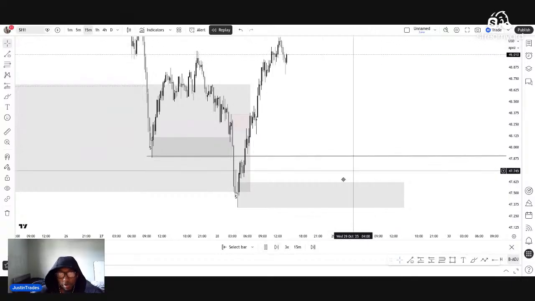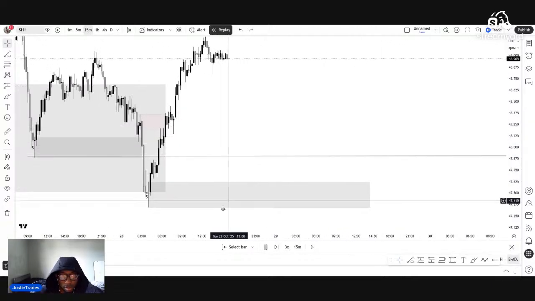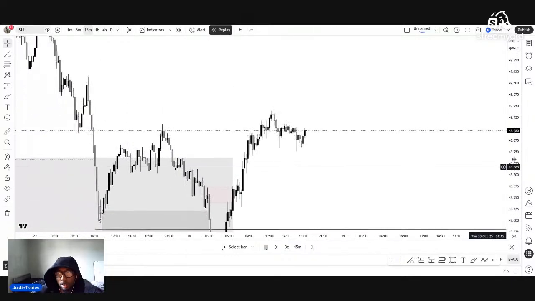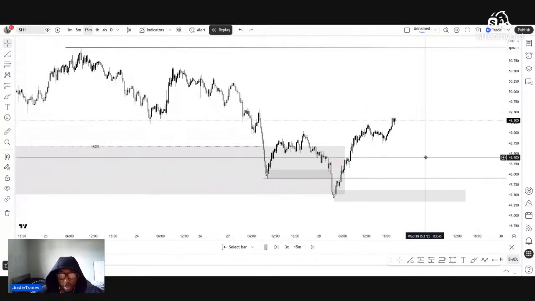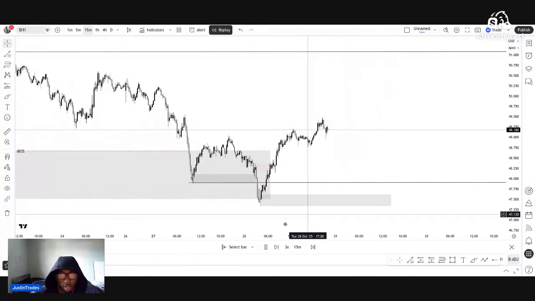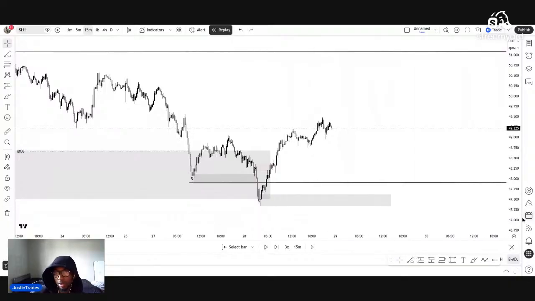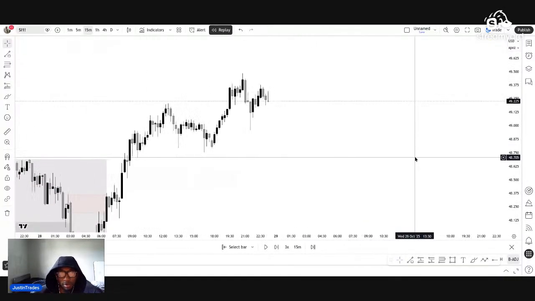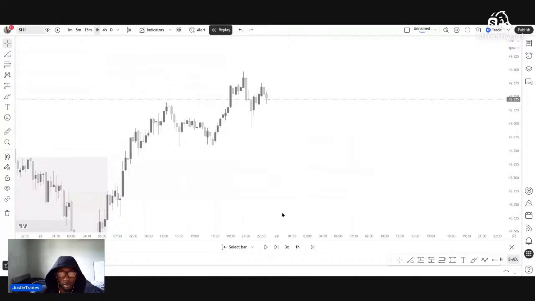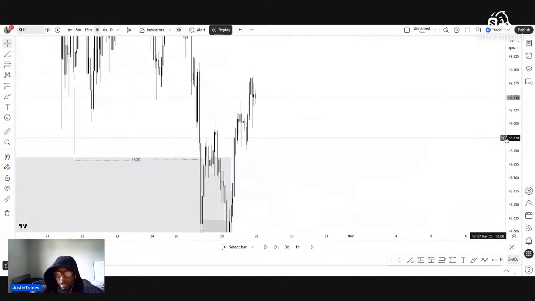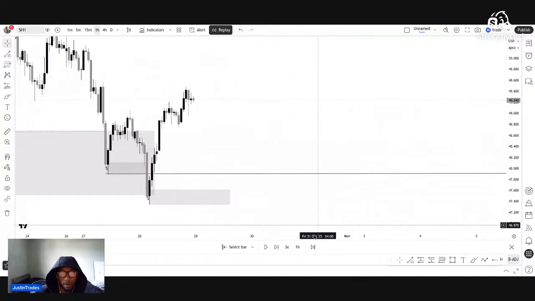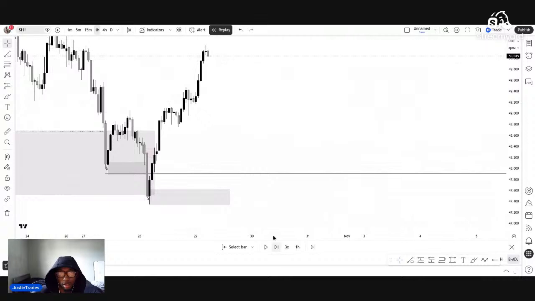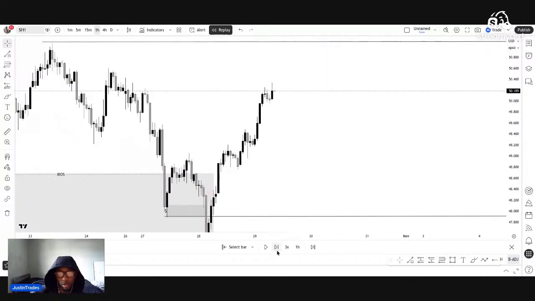I'm not even going to look for an entry up there, because right now price is literally in the middle of nowhere, and that is the worst time to trade. Just because price gave you a bullish breaker structure does not mean you should trade it when price is in the middle of nowhere. I'm going to speed it up a little bit. I don't want to make this too long. If price doesn't come back down, then it's totally fine.